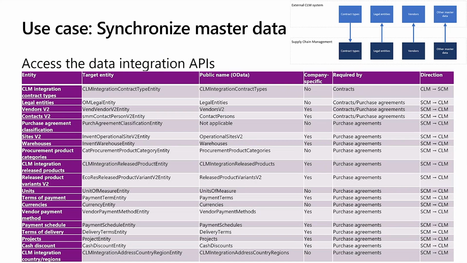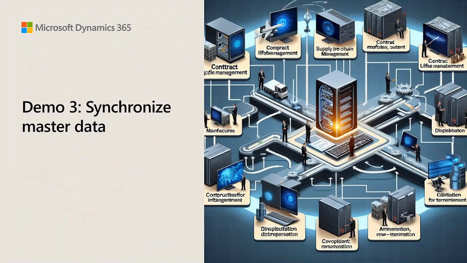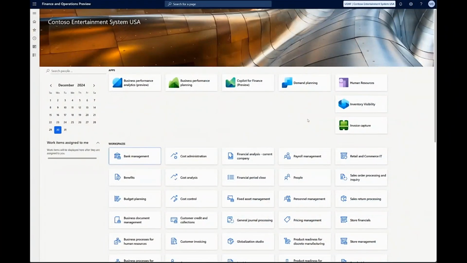So I will use legal entities, currency, vendor payments, terms of payment, contract, and vendor vetting. And I took a shortcut for CLM contract types. So now let's see how it's synchronized. I have synchronized master data. As I said, I took a little shortcut.